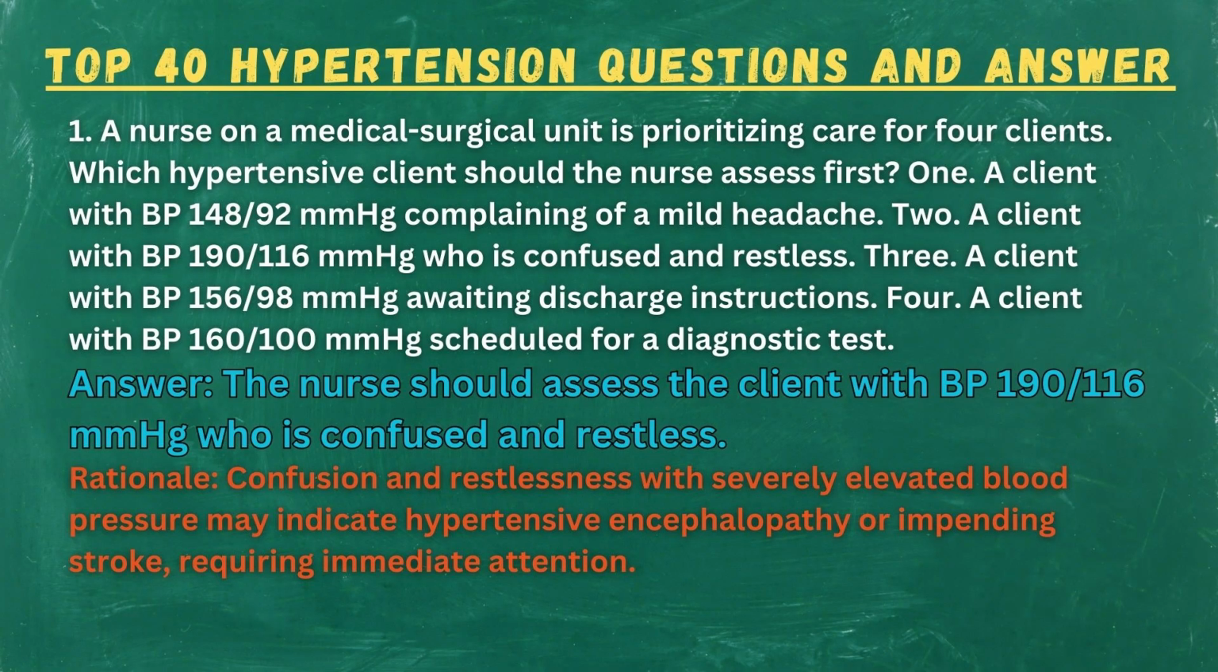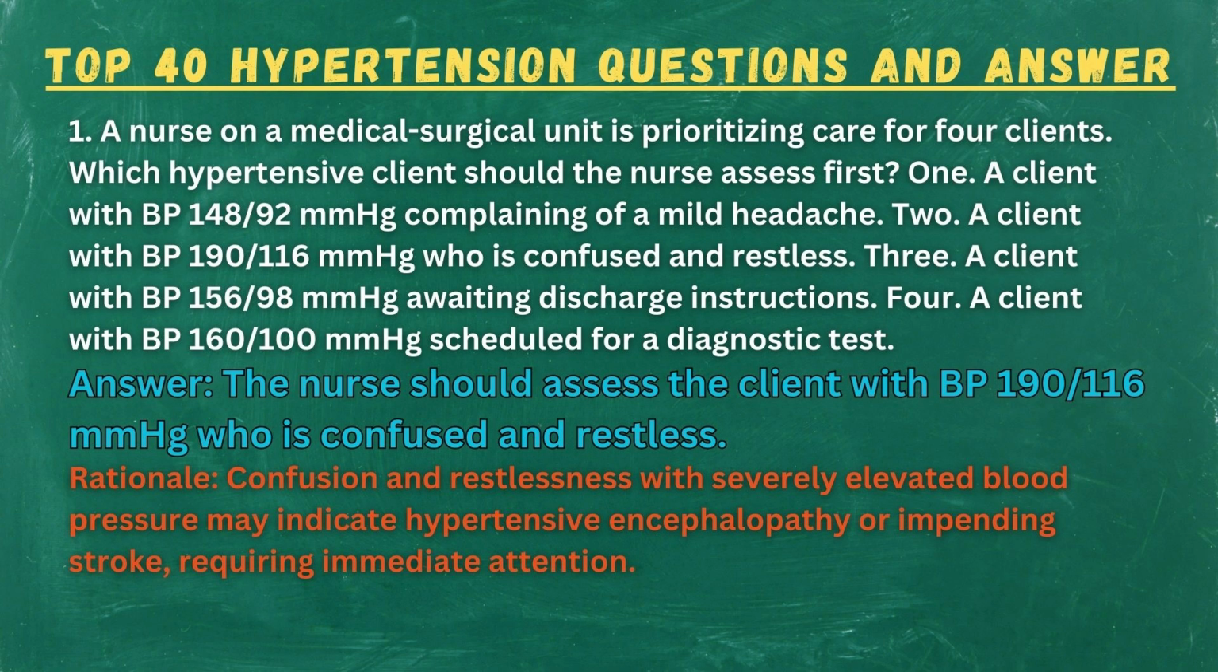1. A nurse on a medical surgical unit is prioritizing care for 4 clients. Which hypertensive client should the nurse assess first? 1. A client with BP 148/92 mmHg, complaining of a mild headache. 2. A client with BP 190/116 mmHg, who is confused and restless. 3. A client with BP 156/98 mmHg, awaiting discharge instructions. 4. A client with BP 160/100 mmHg scheduled for a diagnostic test.